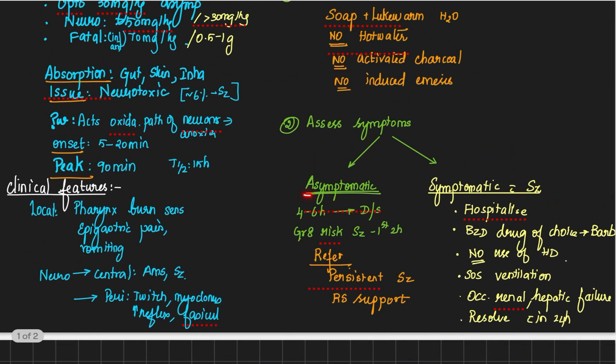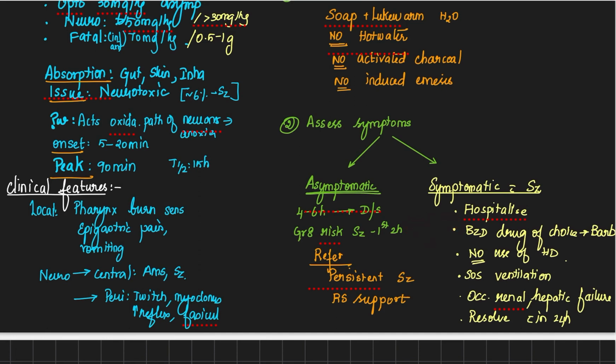Then you see what the symptoms are. If the patient is asymptomatic, parents are coming and telling, I'm not sure if the child has consumed, or I know the child has consumed, but so far I'm not seeing anything. Then wait for 4 to 6 hours. Observe if the child remains asymptomatic, discharge. If you feel the child has had one seizure within the first 2 hours, then these children are at greater risk. So you will need to ideally admit them and monitor them.